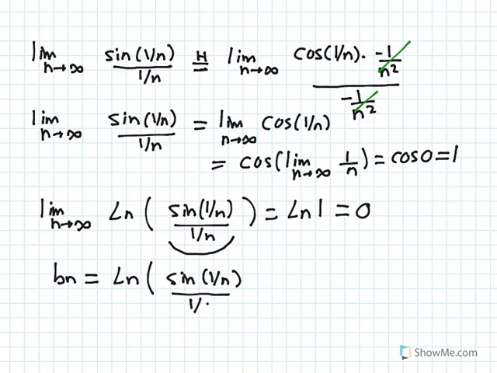So that tells us that the sequence b_n, equal to log of sine of 1 over n divided by 1 over n, converges, and its limit is 0. It converges to 0. In both examples, we used L'Hopital's rule to prove that the sequence converged. And in both cases, these sequences converge to 0. All right. Thank you.